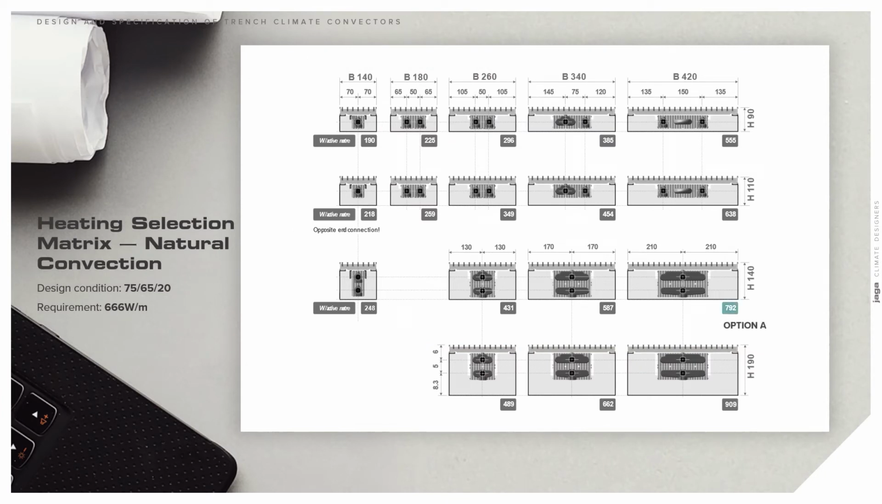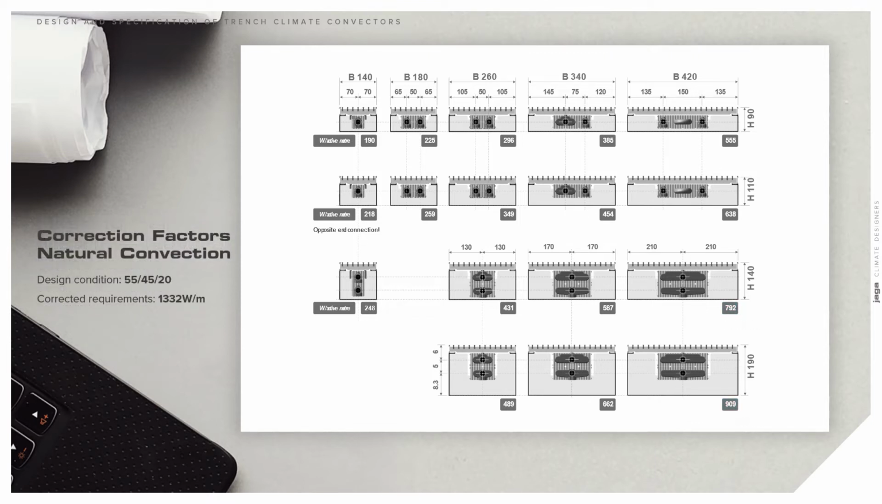A. The obvious selection is a unit with a height of 140 mm and a width of 420 mm, which will provide an output of 792 watts per meter. B. The other option would be the biggest unit, with a height of 190 mm and a width of 420 mm, which will provide an output of 909 watts per meter. Clearly, option A would be the preferred choice at these design conditions, even if correction factors for varying grilles apply.